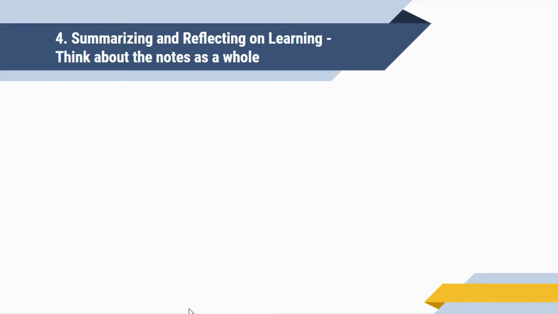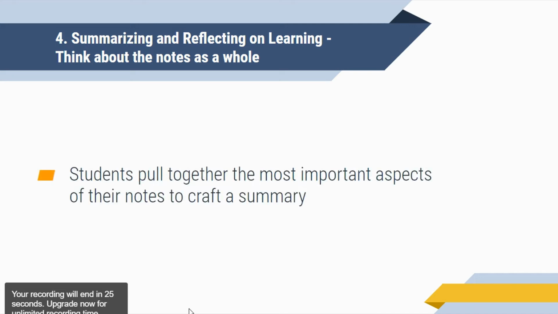Then step 4, it's pretty straightforward. Summarizing and reflecting on learning. They are now thinking about the notes as a whole and condensing it down into one small product. So they're going to pull those important aspects from the notes together to craft a brief summary. And I've seen teachers really force their students to be creative and critical in their thinking by asking them to do like a 7-word summary or something extra short. That works here as well.